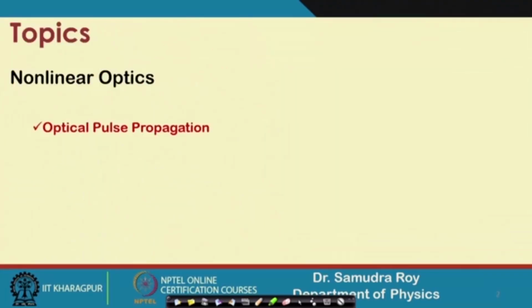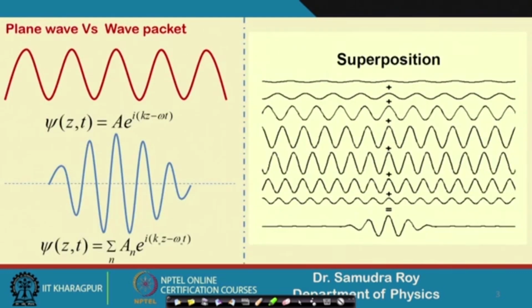So, let us start with optical pulse propagation. Before starting nonlinear pulse propagation, we need to know about linear pulse propagation in detail and the related mathematics. Let us start with a very simple concept, the plane wave versus the wave packet. There are 2 types of wave we are talking about.